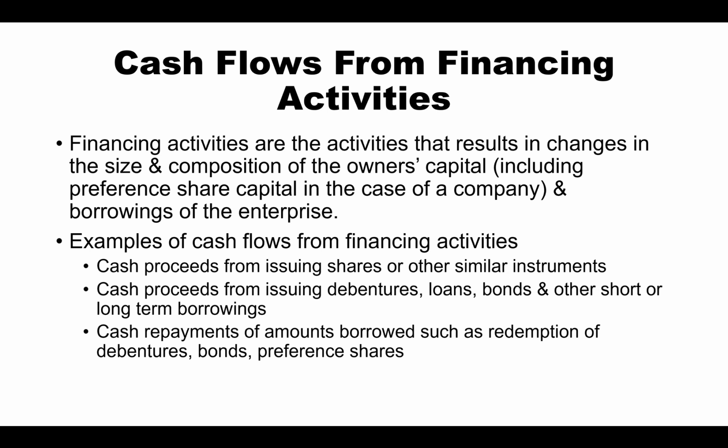Let's look at cash flows from financing activities. Under financing activities are the activities that result in change in the size and composition of the owner's capital, including preference share capital in the case of a company, and borrowings of the enterprise. Examples include cash proceeds from issuing shares and other similar instruments, cash proceeds from issuing debentures, loans, bonds, and other short or long-term borrowings. Then cash repayment of amounts borrowed, such as redemption of debentures, bonds, preference shares. So that is all about the cash flows that we shall be looking at.